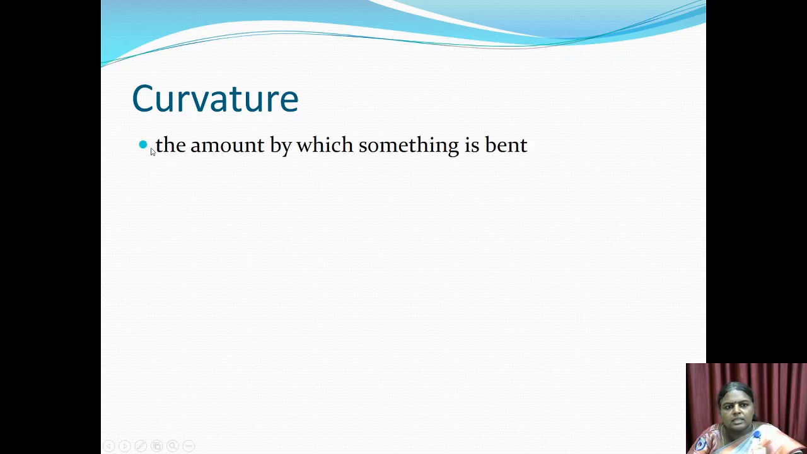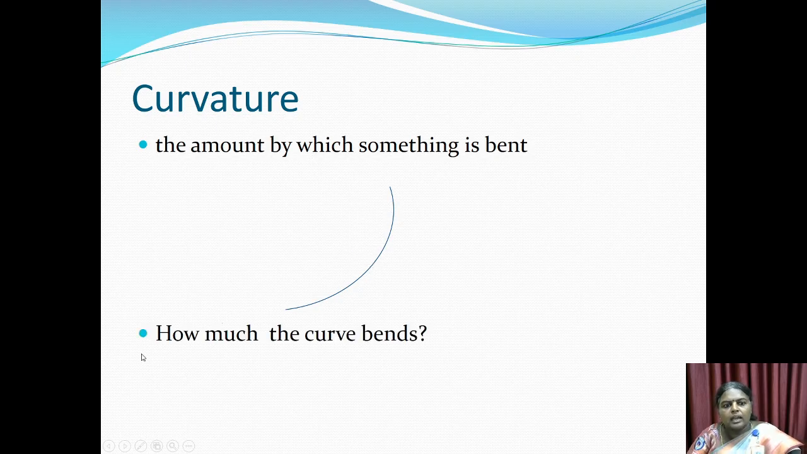Now let us get into the definition of curvature. What does the word curvature mean? The word curvature means the amount by which something is bent. The amount is a mathematical value by which something is bent. Now I am associating this with my curve C, and if I ask the question how much the curve bends, the answer is the curvature, and it takes real values.